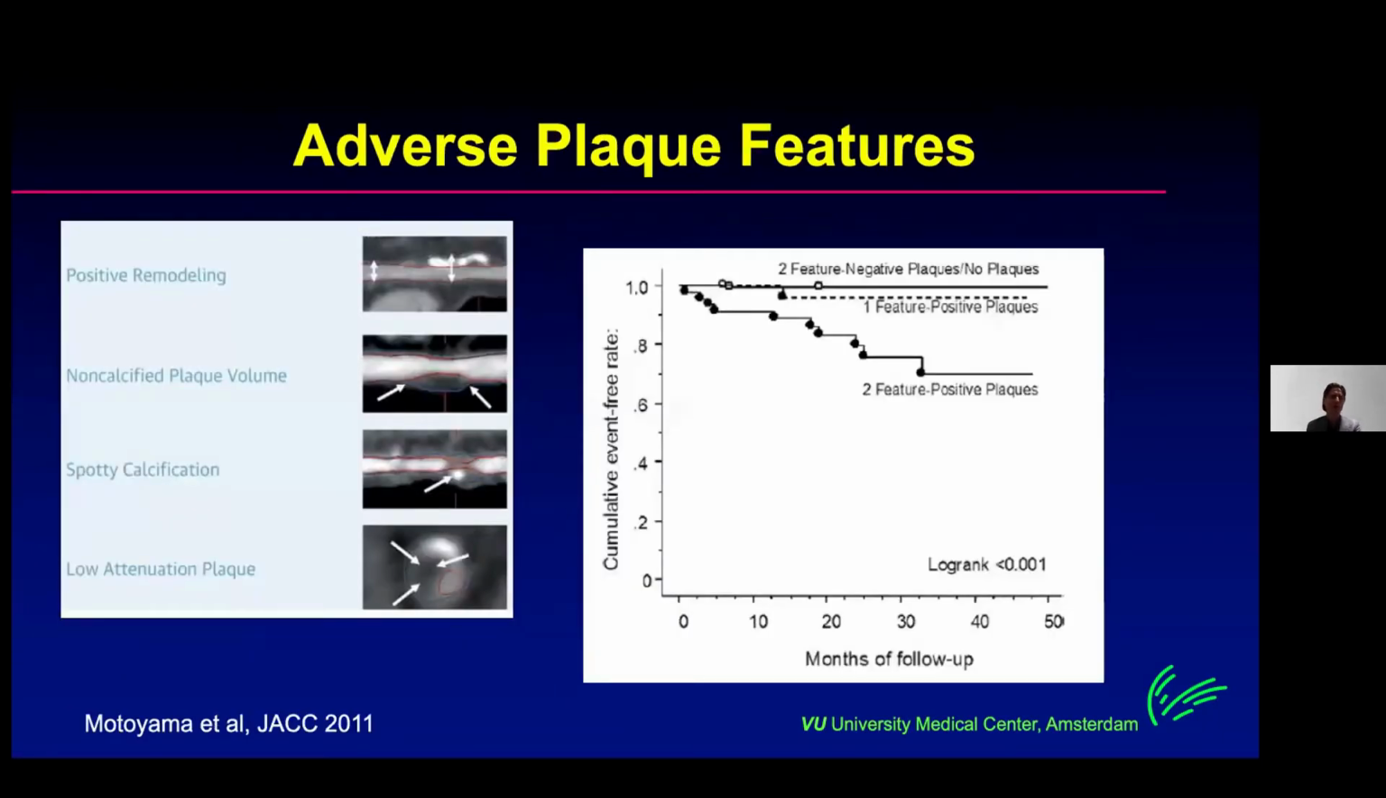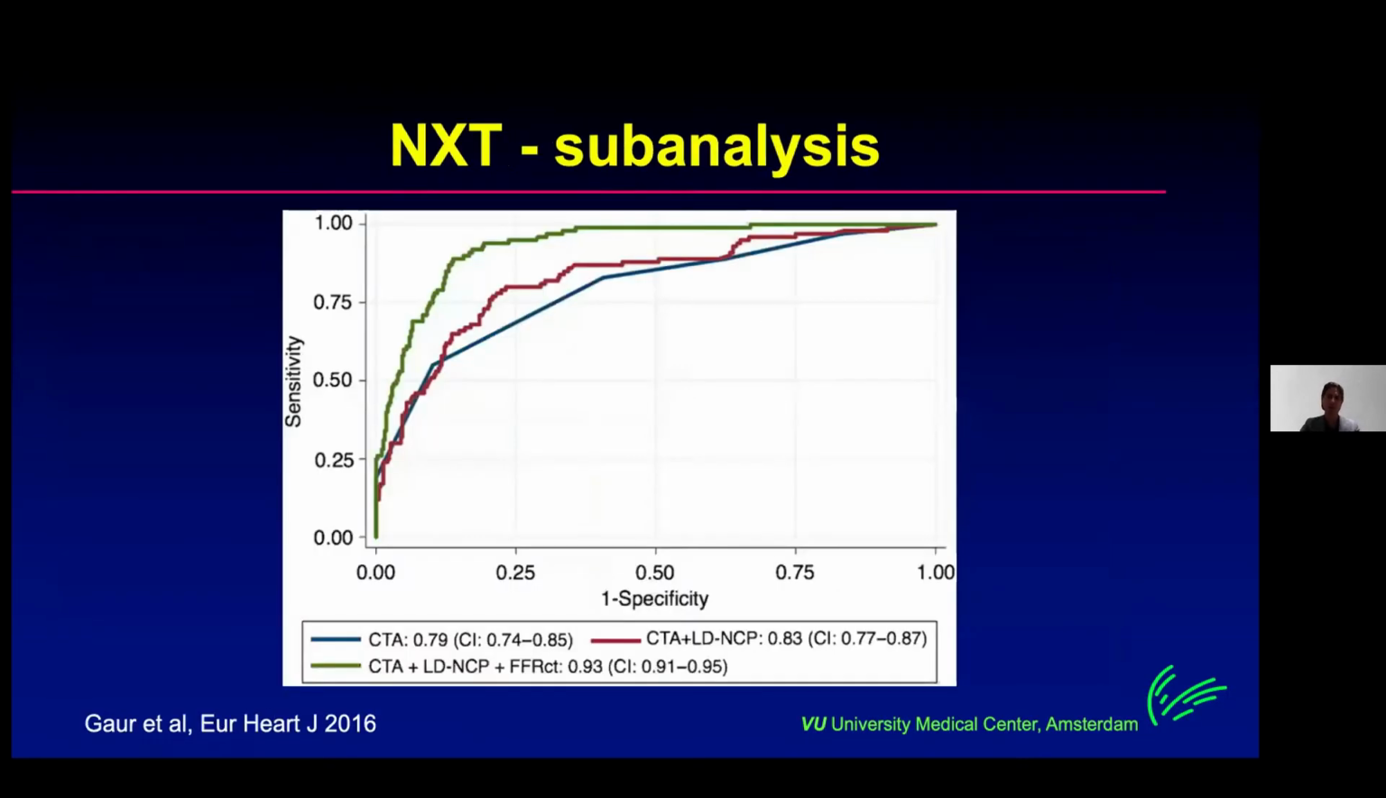And we know this for a very long time already, placed by the group of Jagat Narula, that adverse plaque features do matter. And these are things you cannot get out of an invasive angio, and you cannot get out of functional testing, like positive remodeling, non-calcified plaque volume, spotty calcification, low attenuation plaque, and all these features tend to be of prognostic value. And they even ask you the question, are they of ischemic value, and do we need preemptive treatment of these kind of plaques, medical or invasive?